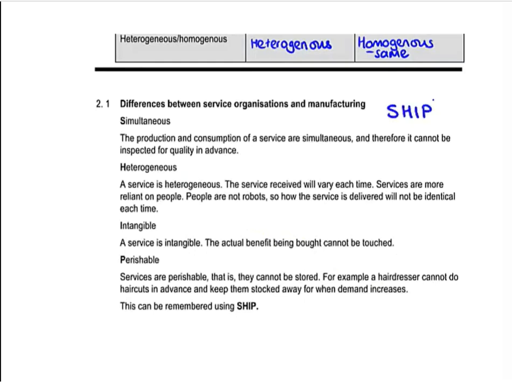So simultaneous production and consumption. So one of the things about that is it cannot be inspected for quality in advance. Heterogeneity, so all the services will be slightly different each time because they're reliant on people who are not robots. As I said, the service is intangible. You can't kick it, you can't touch it, and it's perishable, you can't store it. So here they give the example of the hairdresser storing up the cuts in advance.